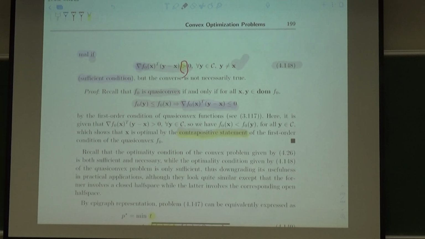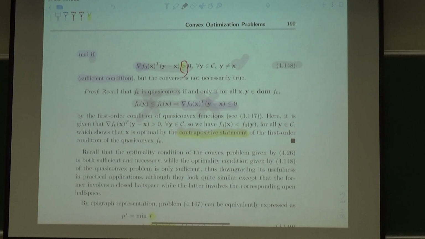This is strictly greater than 0. So that means this is not true, right? If this were true, then the solution X would be optimal. But this is not true, so this must not be true. That means Y is not an optimal solution. Sorry, X is not optimal. Right? This is not true.